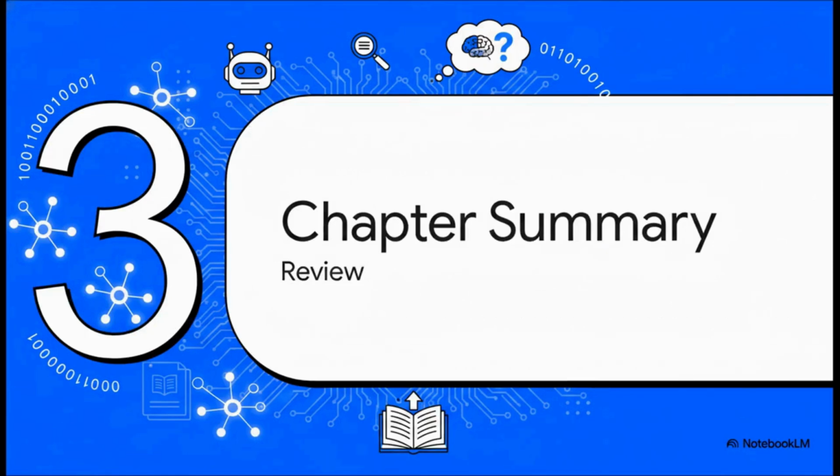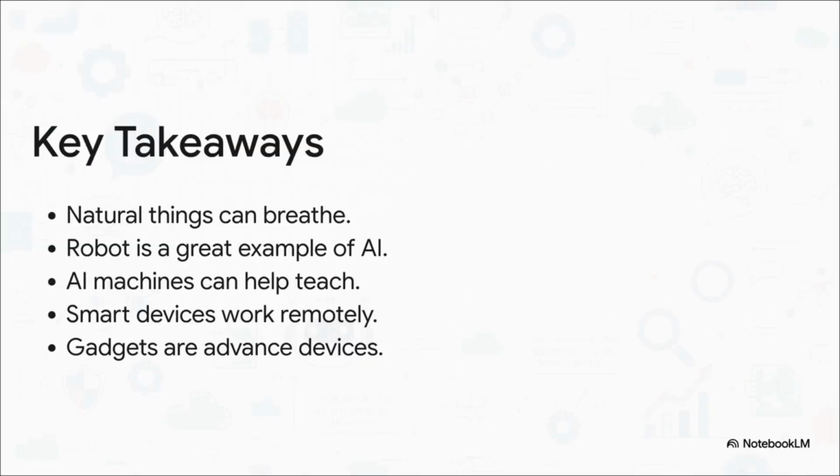Okay, section 3, chapter summary review. Before we jump into the testing phase of our explainer, let's synthesize the key takeaways the book wants us to remember. First, natural things can breathe. Second, a robot is a great example of AI. Third, AI machines can help teach students. Fourth, several smart devices work wirelessly or even remotely.